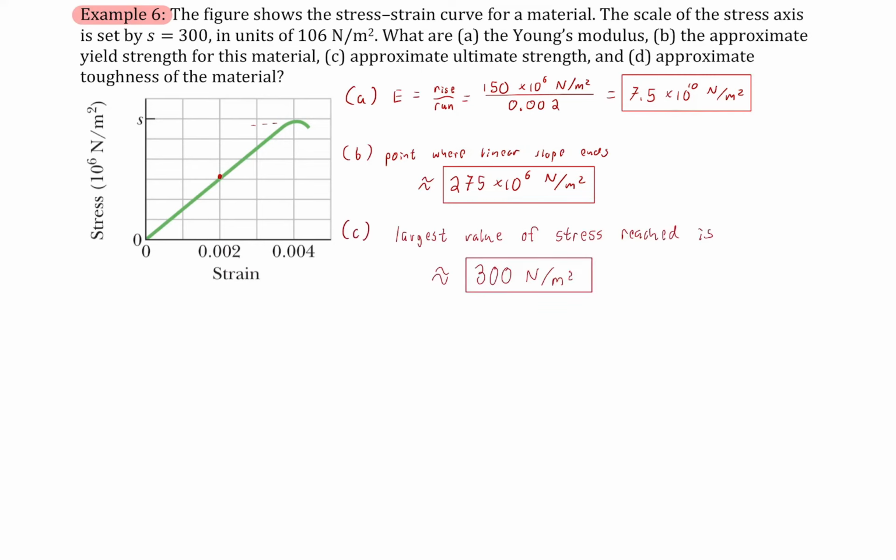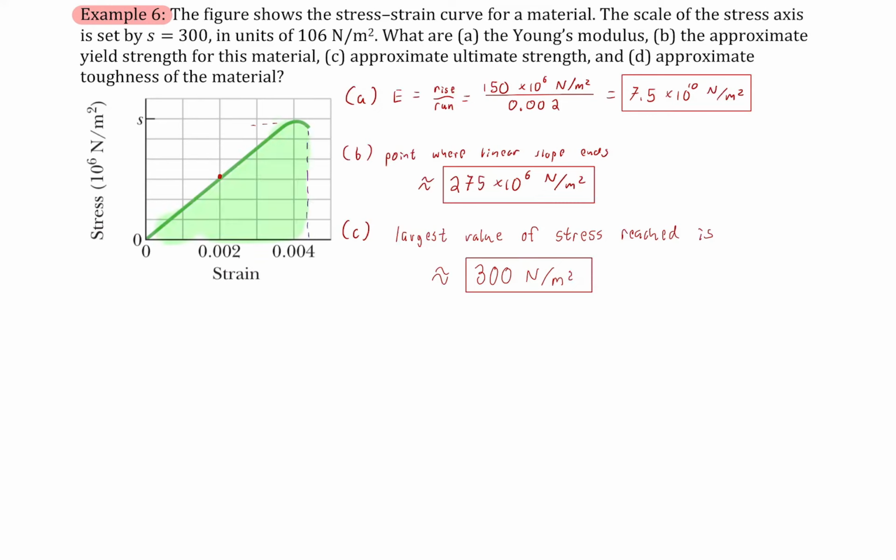And then the largest value of the stress reached almost gets all the way up to the 300. So we'll say it's basically at 300, because C, after all, is asking for the ultimate strength, and the ultimate strength is just the high point. Even when it dips back down, that doesn't count against the ultimate strength. The ultimate strength is still the greatest value on the vertical axis that's ever reached, even if the material starts to yield at the end and go back down on the stress strain graph.